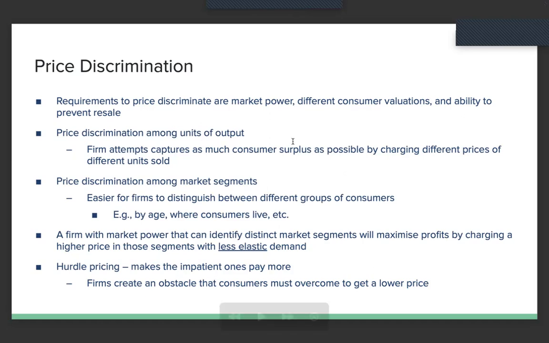Then we come to the topic of price discrimination, which basically says that if monopolies are able to segment their markets based on certain characteristics, then they might be able to get higher profits or charge different prices from each of these segments in order to make the economy more efficient. There are different types of price discrimination. You can discriminate based on the number of units of the output, based on market segments and so on, and also based on elasticity.